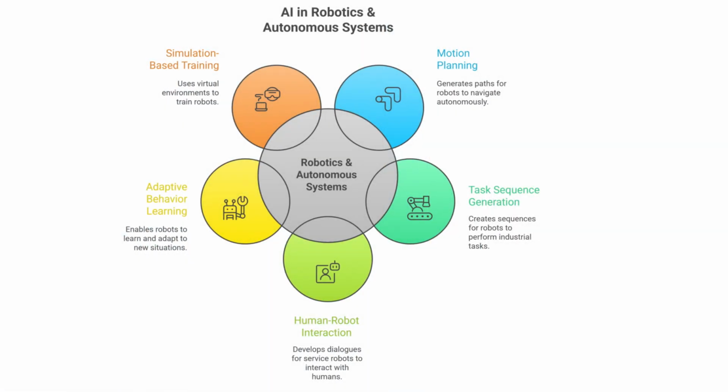Generative AI enables robots to plan actions, learn behaviors, and interact naturally with humans. It supports motion planning, task sequencing, and adaptive learning. These capabilities improve autonomy in industrial, service, and autonomous robotic systems.